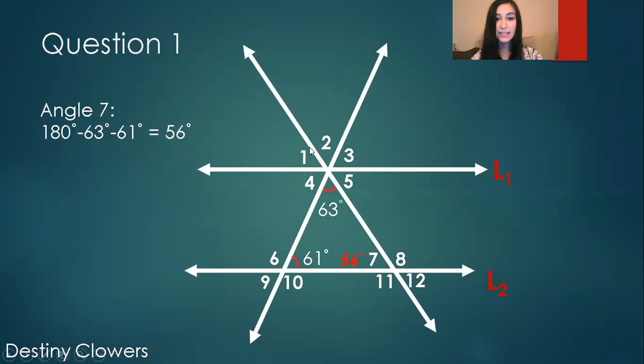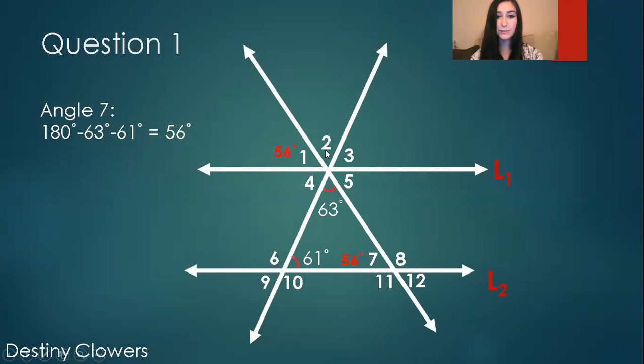Next, we're going to find angle 1. Notice that angle 1 and angle 7 are corresponding angles. We learned that corresponding angles are always equal to one another, so this means that angle 1 and angle 7 are going to have the exact same measure, which is 56 degrees.